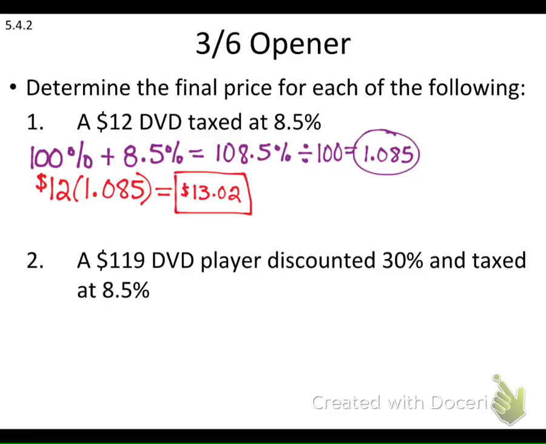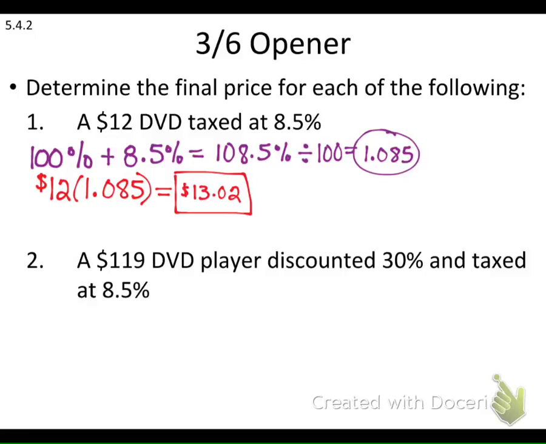All right. The second one. To go with your DVD that you just bought, you need the DVD player. It's $119, but it's on sale for 30% off, and then it's also taxed at 8.5% at the register. So how many multipliers am I going to have here? 2. So do the first one for me, Darius.